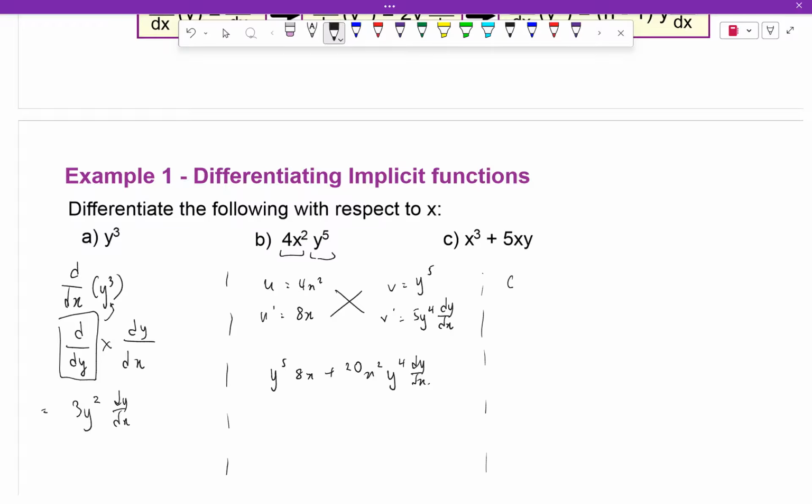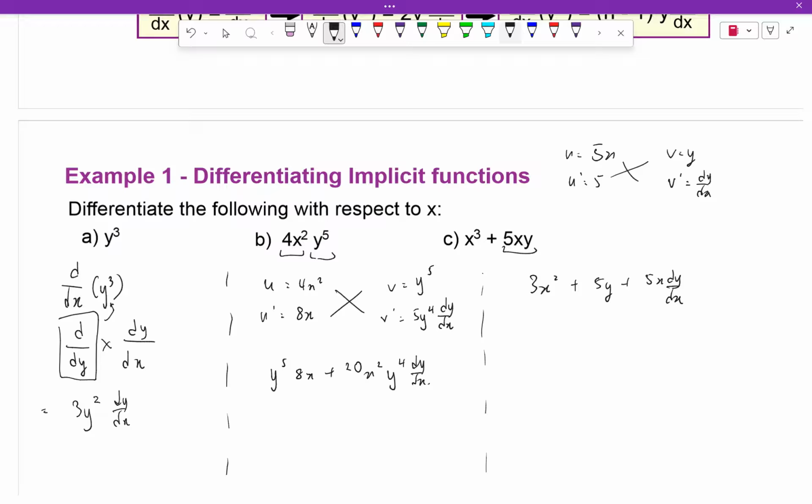Now, question C. Here, differentiate normally, we should get x squared, but there is a product rule here. So 5x is u, and v equals y. Differentiate normally, so it will be 5 here. Differentiate here, it will be dy dx, because the normal differentiation of y is 1, and 1 times dy dx remains as dy dx. So our final answer, crossing out, is 5y plus 5x dy dx.